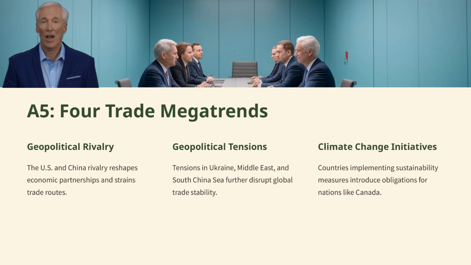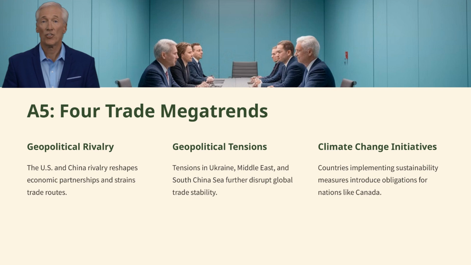Meanwhile, nations around the world are aggressively pursuing initiatives to combat climate change and promote sustainable practices. Yet, these measures also introduce new challenges and obligations for countries like Canada, deeply integrated into global markets. And finally, the rapid pace of technological advancement calls for robust regulatory frameworks. As digital trade accelerates, protecting our economic interests becomes imperative.